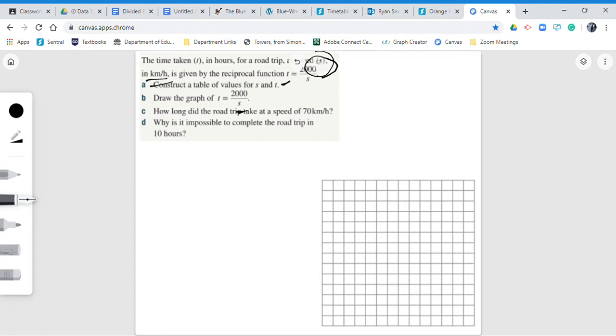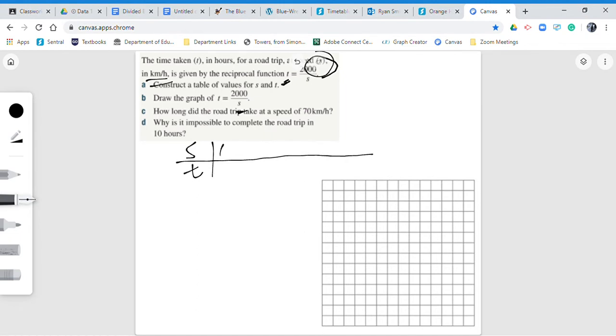Okay, so what I'll start out with is we're going to construct a table of values for s and t. So how long it takes is like our y value, so that's going to go on the bottom, so I'll put t down here and I'll put s on the top because that's like our x.